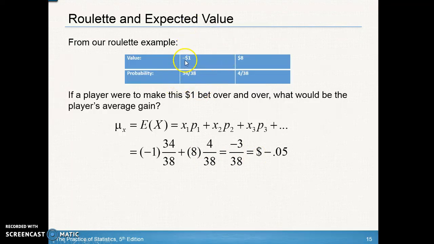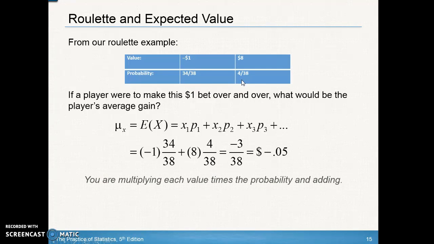Like I said, it's not 3.5 because I'm not going to add these 2 together and divide by 2, because most of the time I'm going to lose money and sometimes I'm going to win.